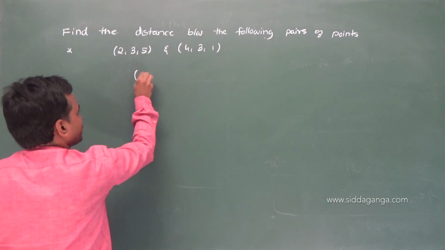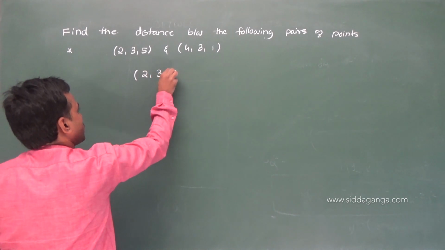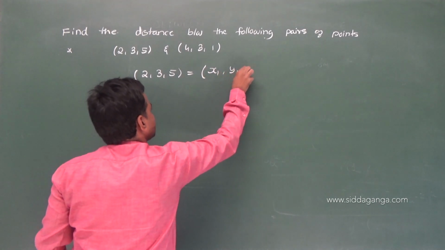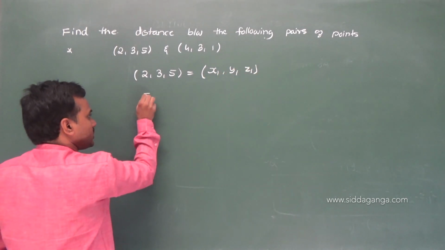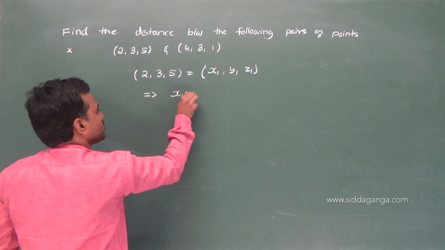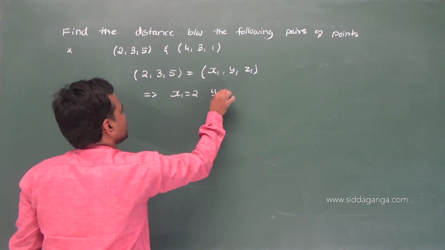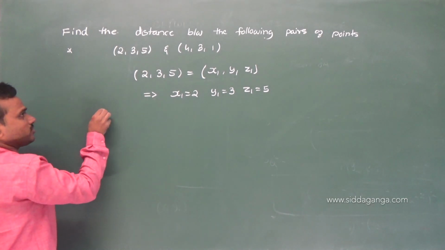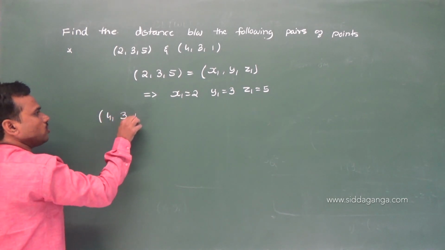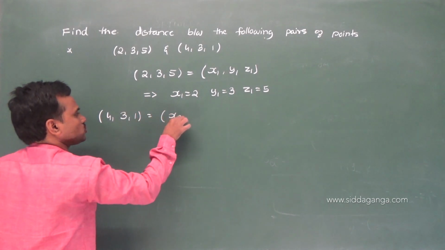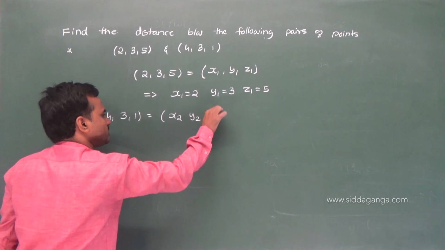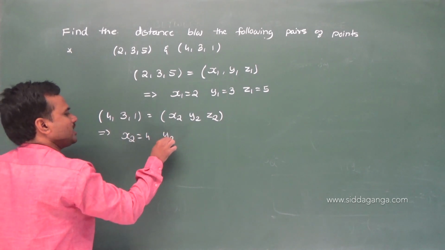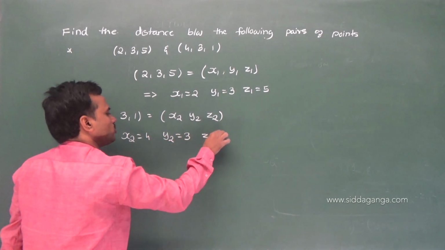The first point, 2, 3, 5, I treat as X1, Y1, Z1. So X1 is equal to 2, Y1 is equal to 3, Z1 is equal to 5. The next point, 4, 3, 1, I treat as X2, Y2, Z2. That implies X2 is equal to 4, Y2 is equal to 3, Z2 is equal to 1.